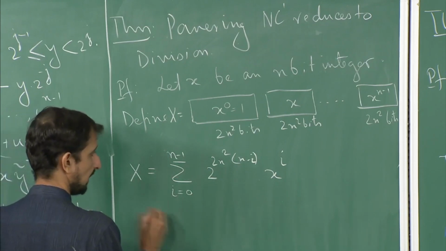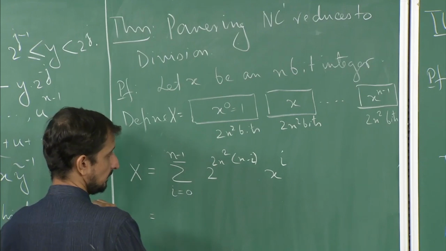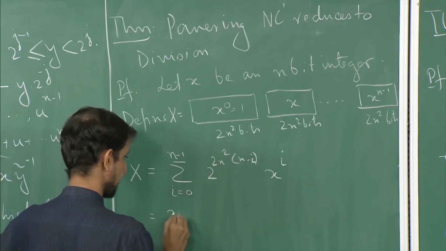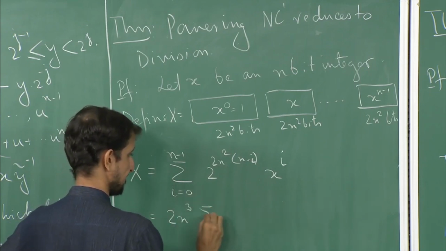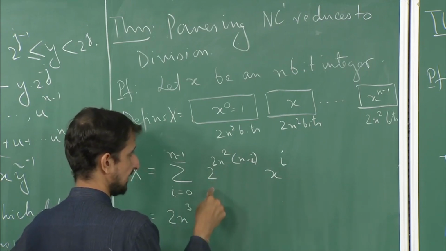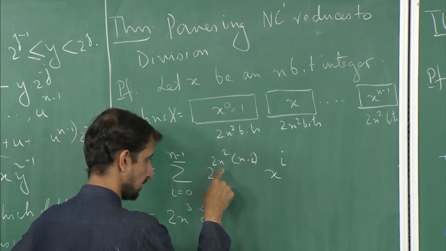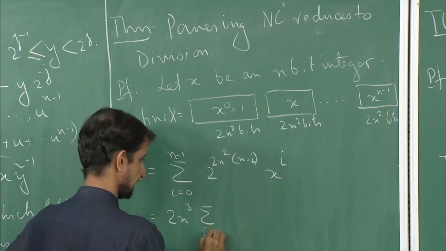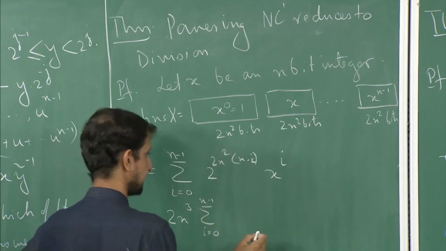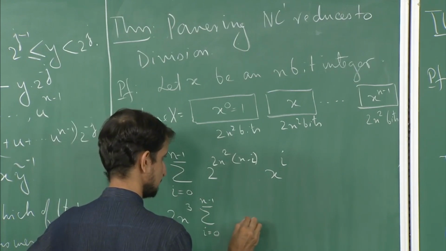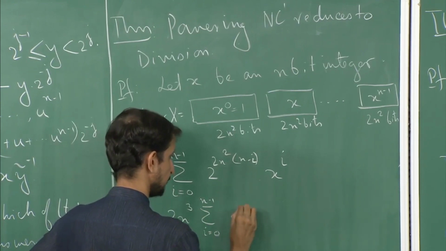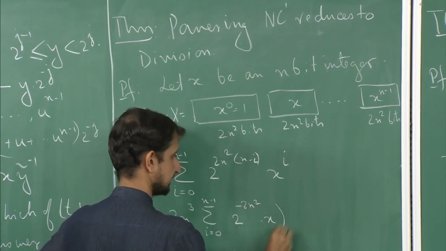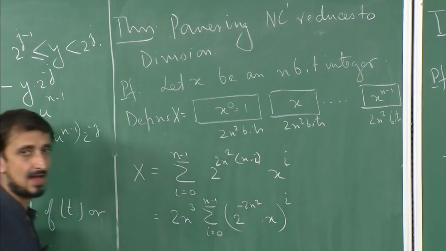Now, what is this? I can take the constant term outside. The constant term is 2 to the power 2n cube, times sigma i equal to 0 up to n minus 1 of 2 to the power minus 2n square i into x^i, which is 2 to the power minus 2n square into x, whole to the power i.